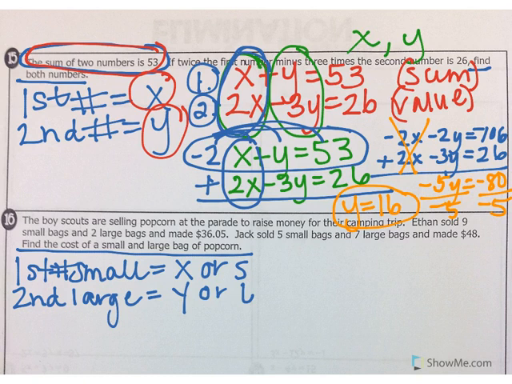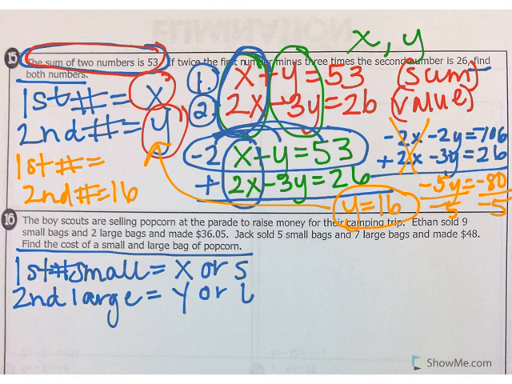Okay, so y equals 16. y is your second number, right? We know that y is our second number because that's what we defined. So the first number, we still don't know what it is, but our second number, we know that that is 16.